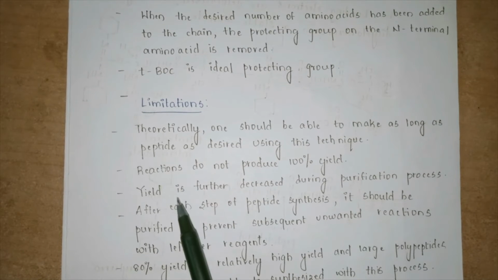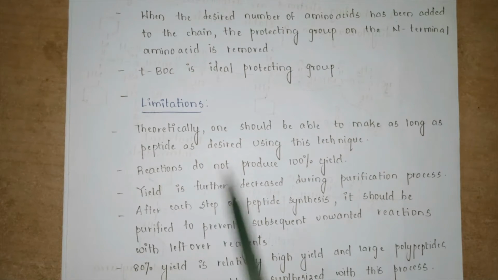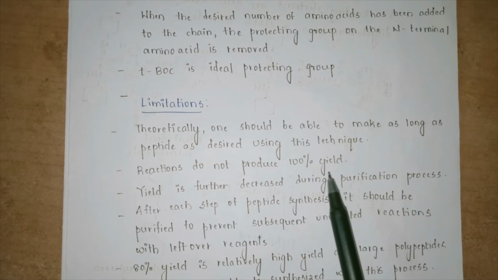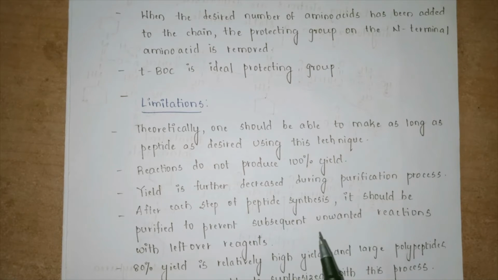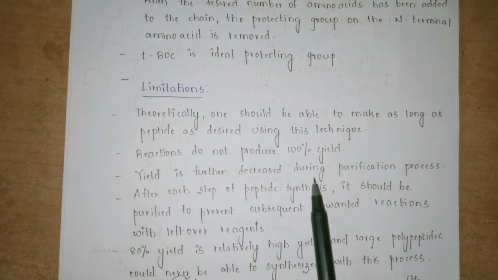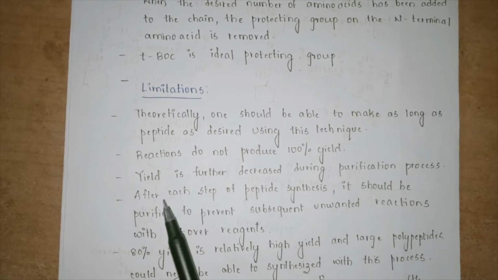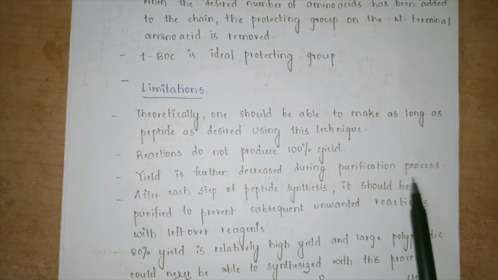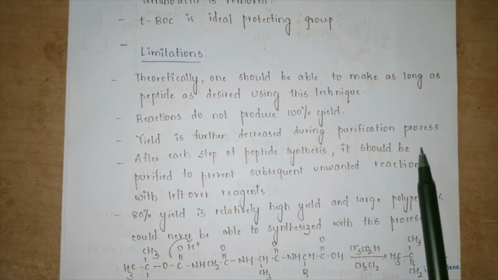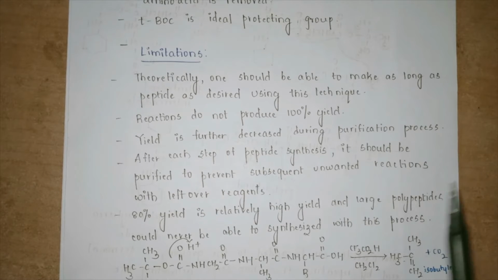Now theoretically, I can make as long a peptide system as I want, but practically that is not possible, because there is some limiting factor, and also because the reactions are not giving me 100% yield. This yield is decreased during the purification process. That means after purifying the dipeptide system, the yield gets decreased.